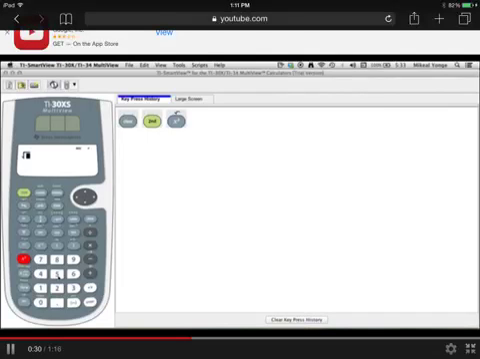First step is to realize we need to get the square root key, which is hitting the second function, green button, and then shown here in red, the x squared button.